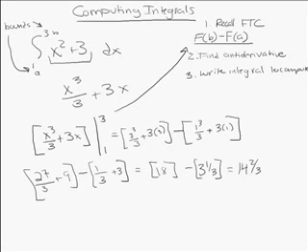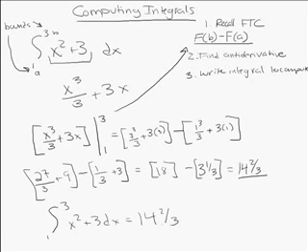So now we can simply write integral from 1 to 3 of x squared plus 3 dx equals 14 and 2/3. And really that's pretty much it.